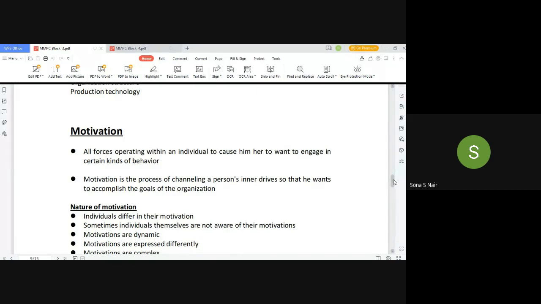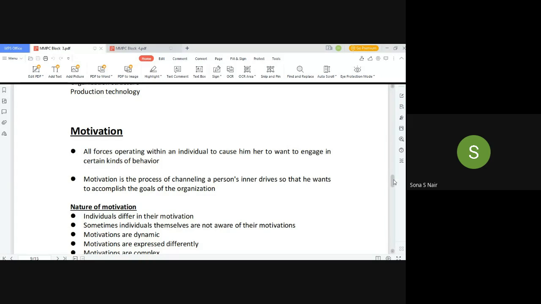Right. So the topic for today is motivation. Now, there are two things about motivation. One is it can be looked at as a noun. The second is it can also be looked at as a verb. So what is a noun? It is something existing. And what is a verb? It is something that we do.